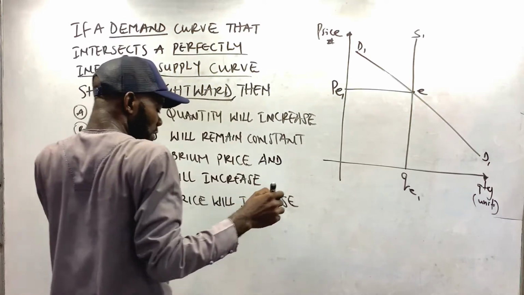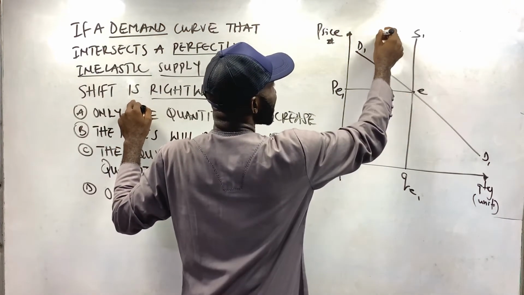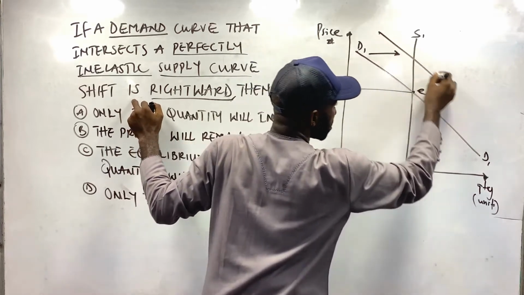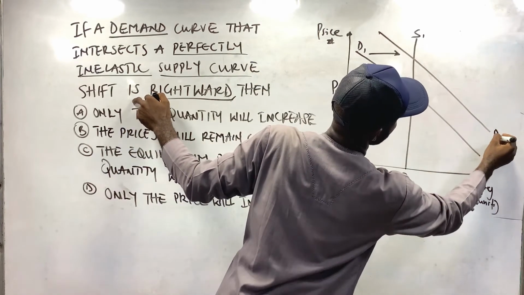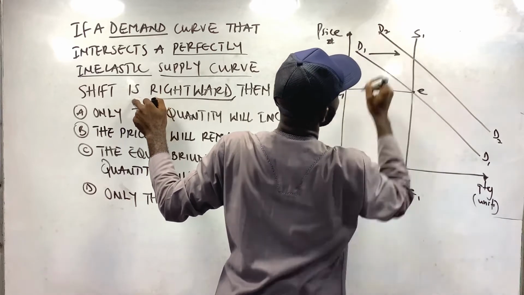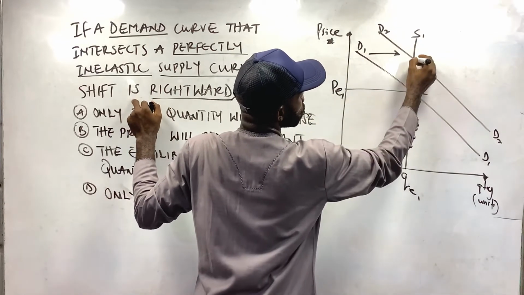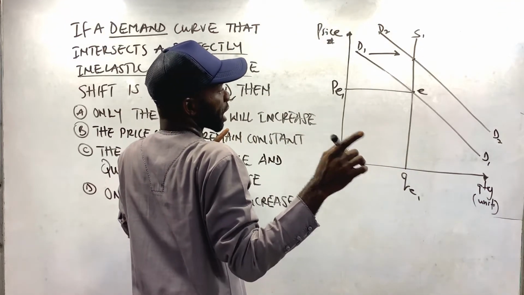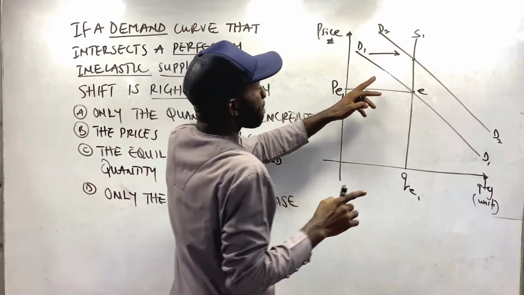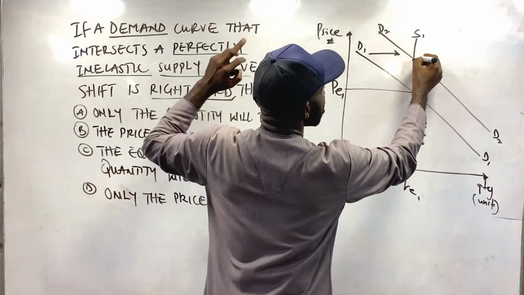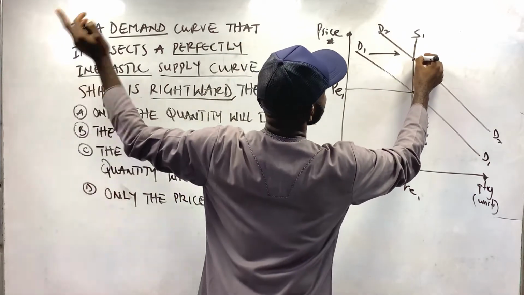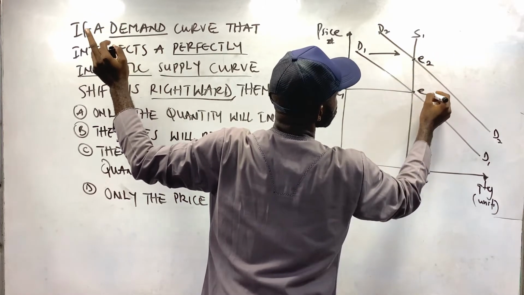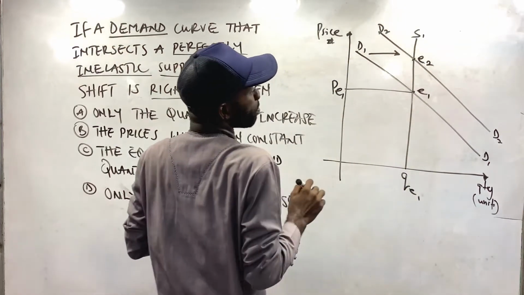A rightward shift shows what? An increase in demand. Increase in demand, shift to the right, will give us something of this nature. That's D2. At D2, the new equilibrium point can be captured from the point where the old supply curve and the new demand curve intersect. So this is E2 and this is E1, the old equilibrium point.